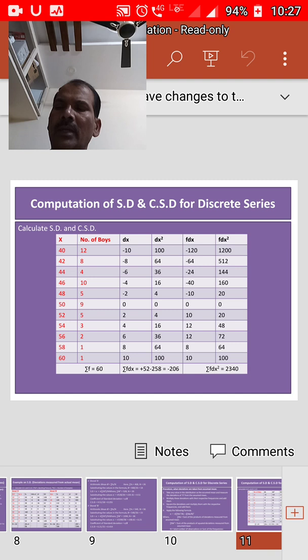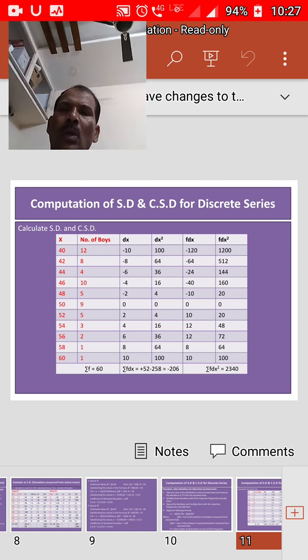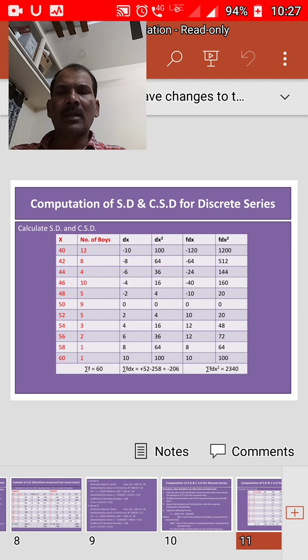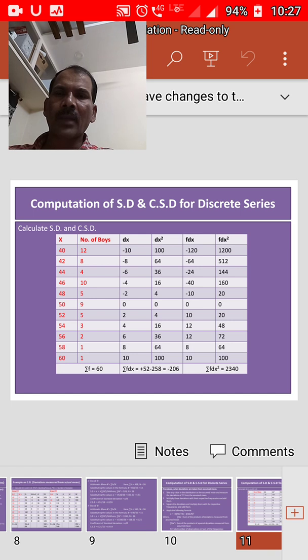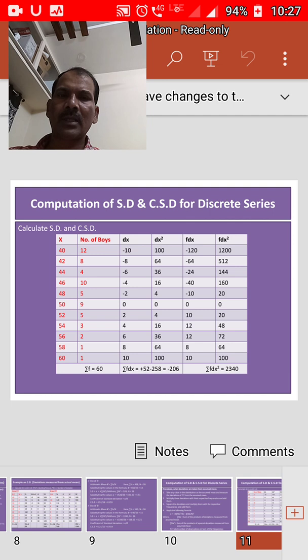Here he has given weight in cases, and number of boys. Weight in cases, we consider it as x: 40, 42, 44, 46, 48, 50, 52, 54, 56, 58, 60. And number of boys, that is nothing but f: 12, 8, 4, 10, 5, 9, 5, 3, 2, 1, 1. What he has given is represented with red color, and what we have solved based on those data is taken in black.